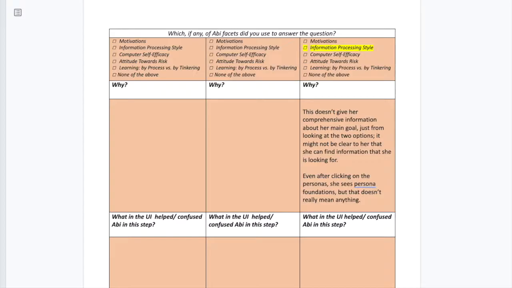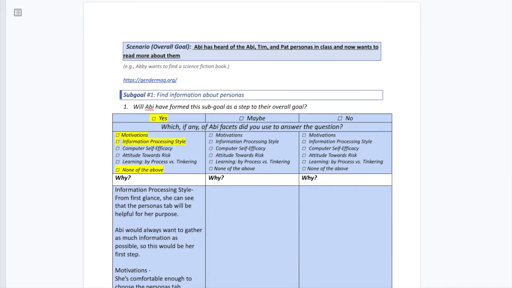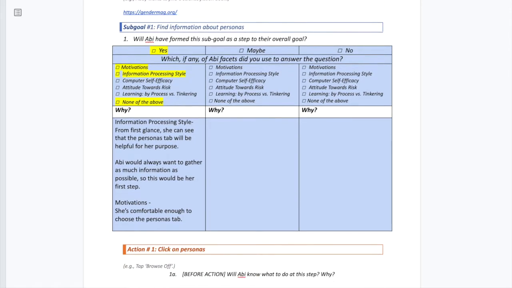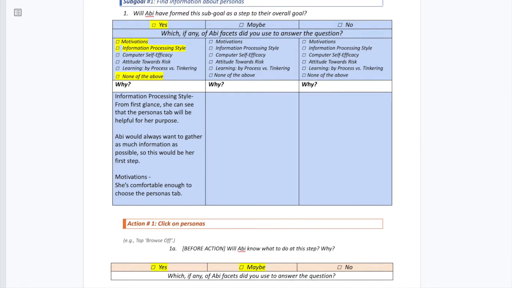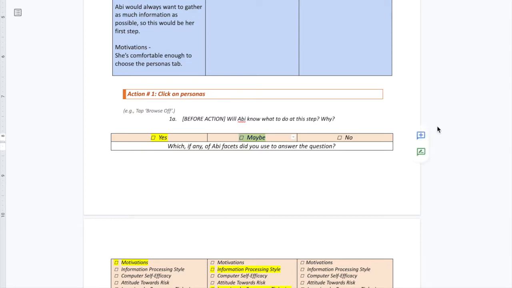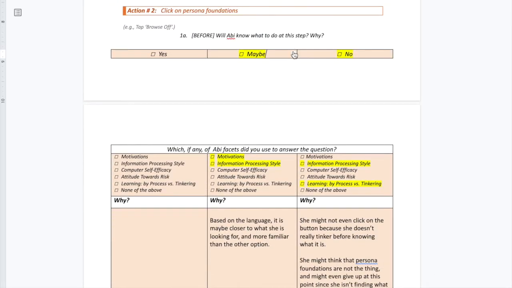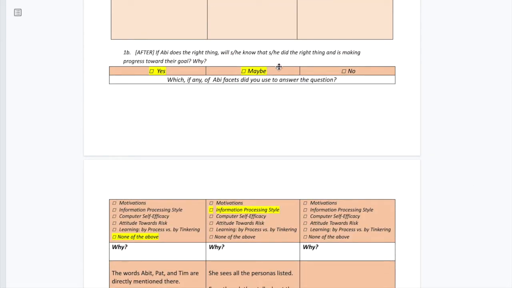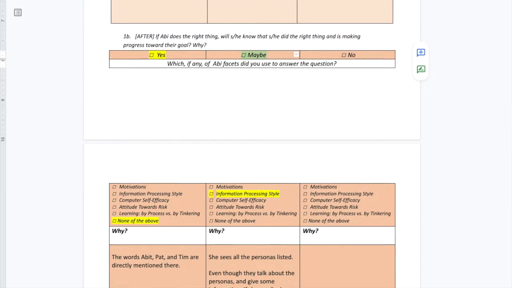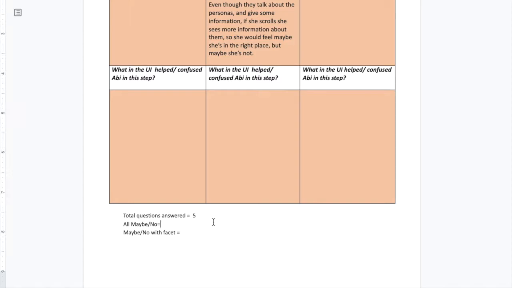The next thing we want to do is count the number of questions we answered maybe or no to. So here we have 1 maybe. So 1, 2, 3, 4. So we have 4 questions we answered maybe and no to.